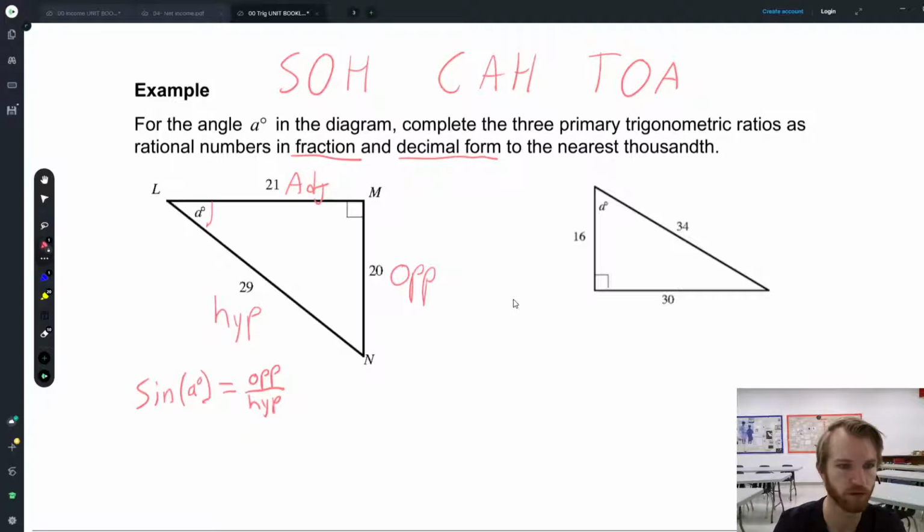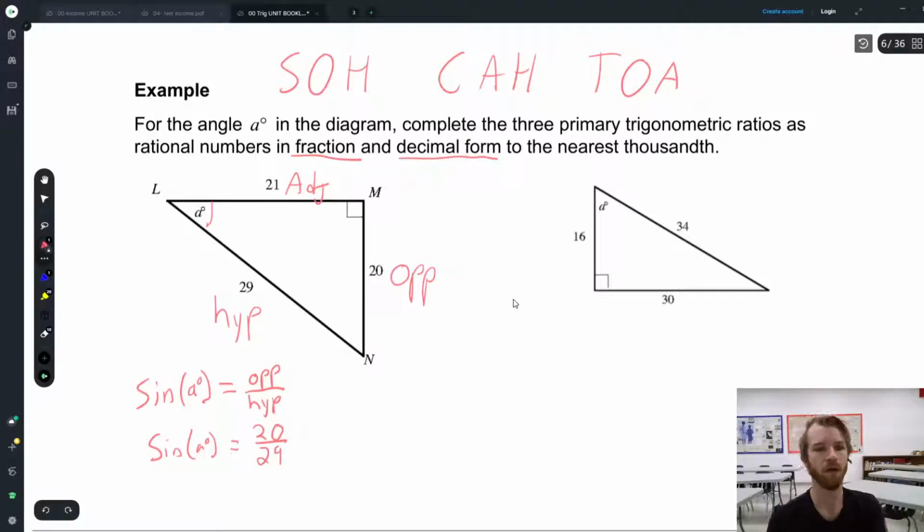So we're going to say sine of angle A is, our opposite is on top, that's 20. And our hypotenuse is on the bottom, and that is 29. So this is our trig ratio in fraction form. It's saying the sine ratio of those two sides is 20 over 29. It also asks for decimal form. That is just turning this fraction into a decimal.